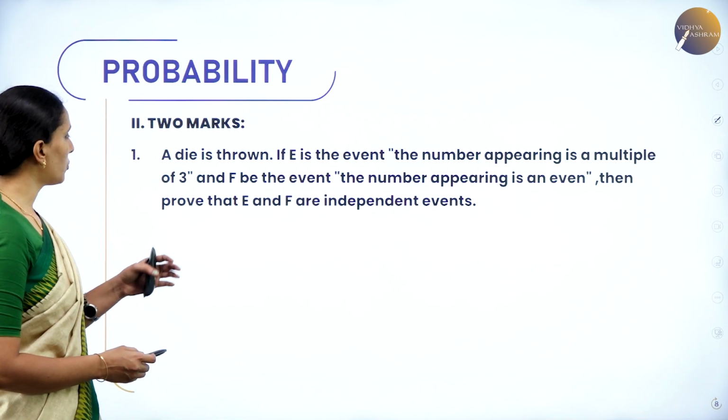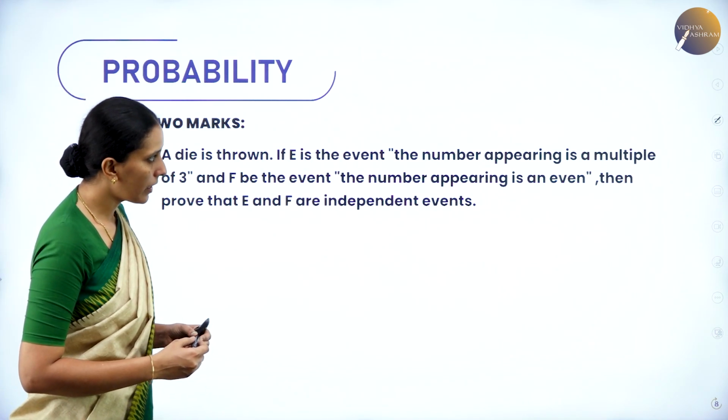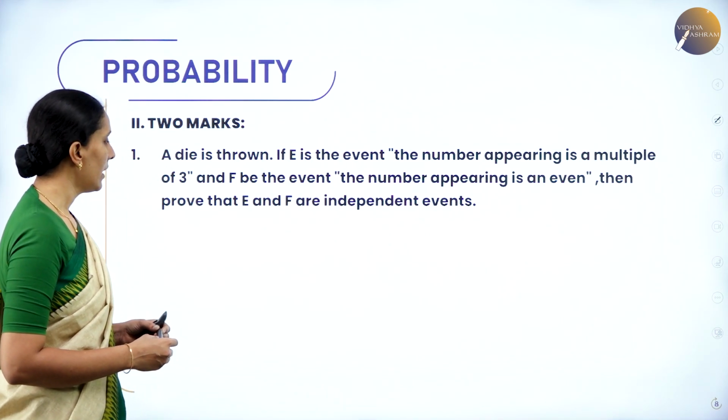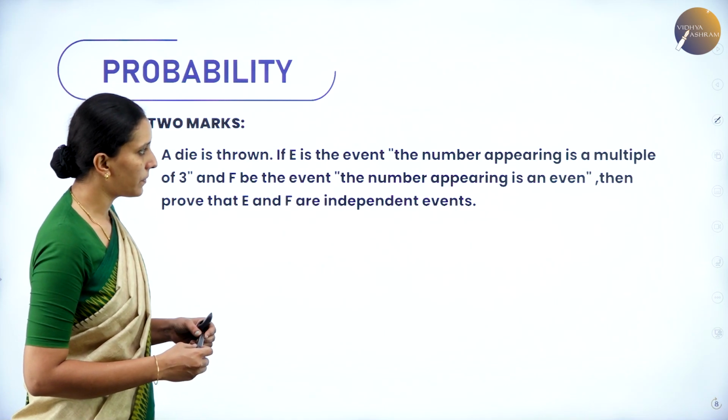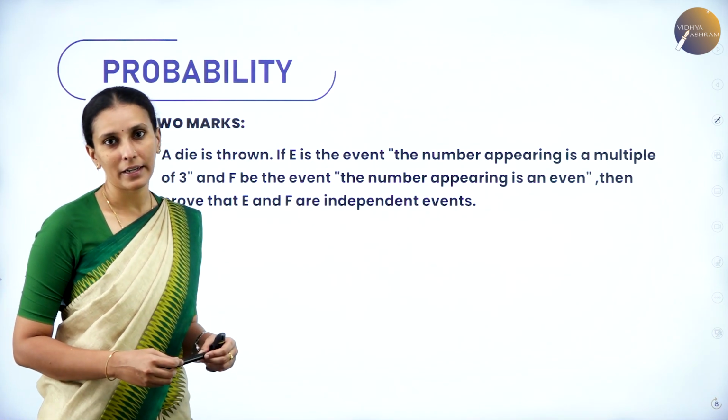Next, we will move on to the 2 mark question. A die is thrown, let E be the event that the number appearing is a multiple of 3 and F be the event that the number appearing is even. Then prove that E and F are independent events.